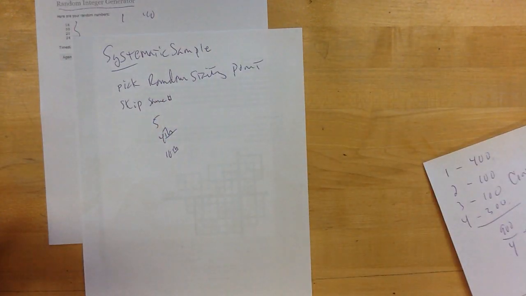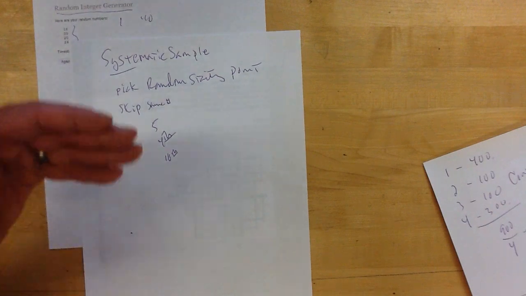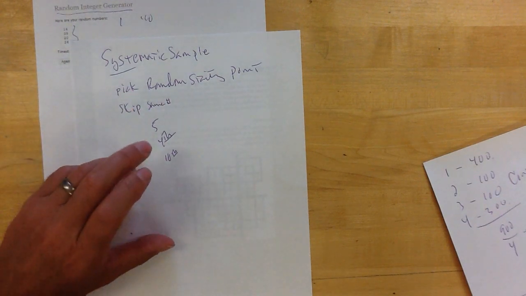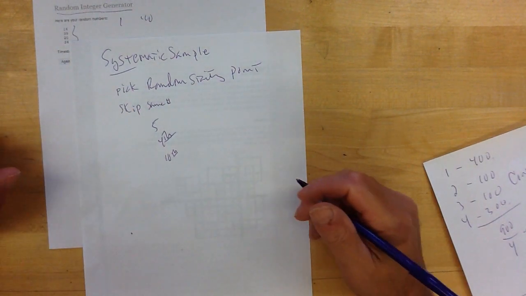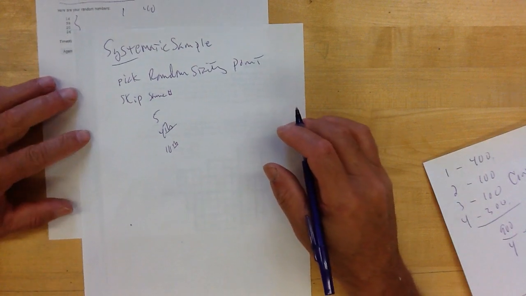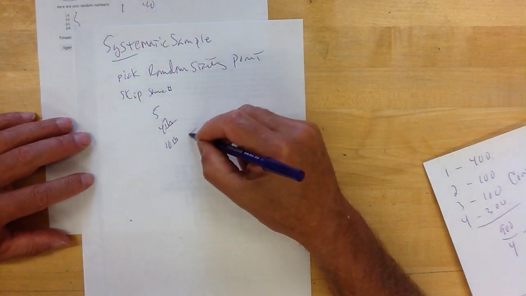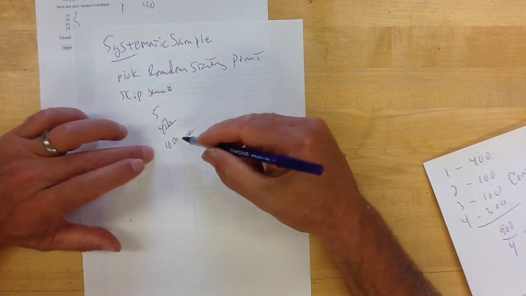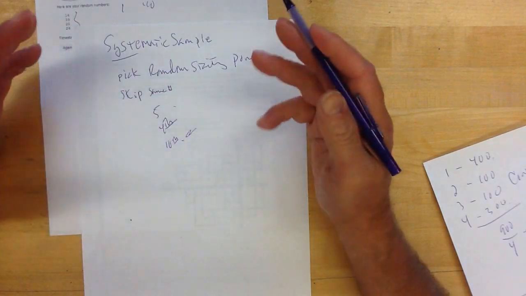And then what happens if you run out of numbers, you start back at the beginning. Sometimes that messes up. You run out of numbers, and you've got to change the way you do things. You can also let a random number generator pick how many you skip or your starting point.